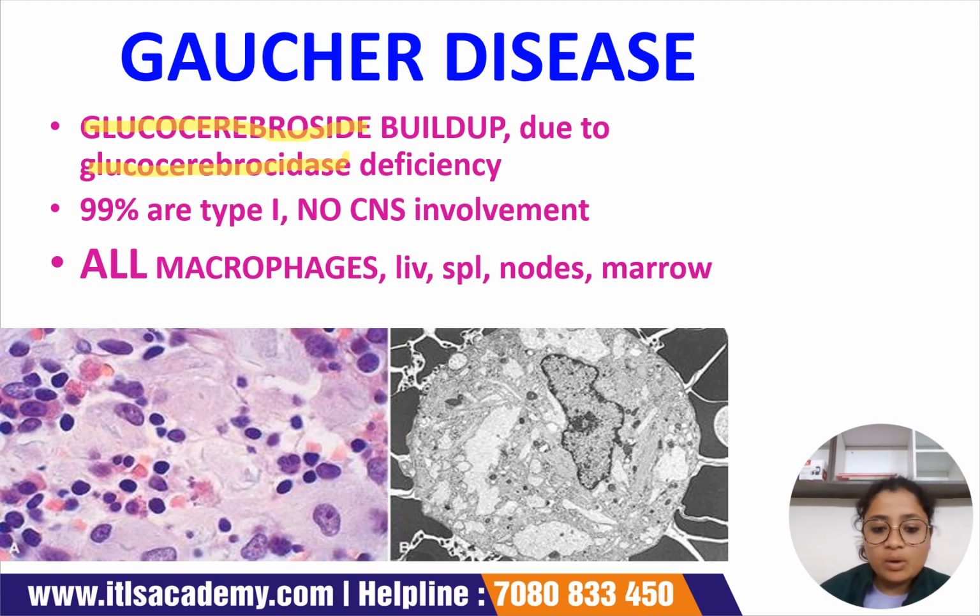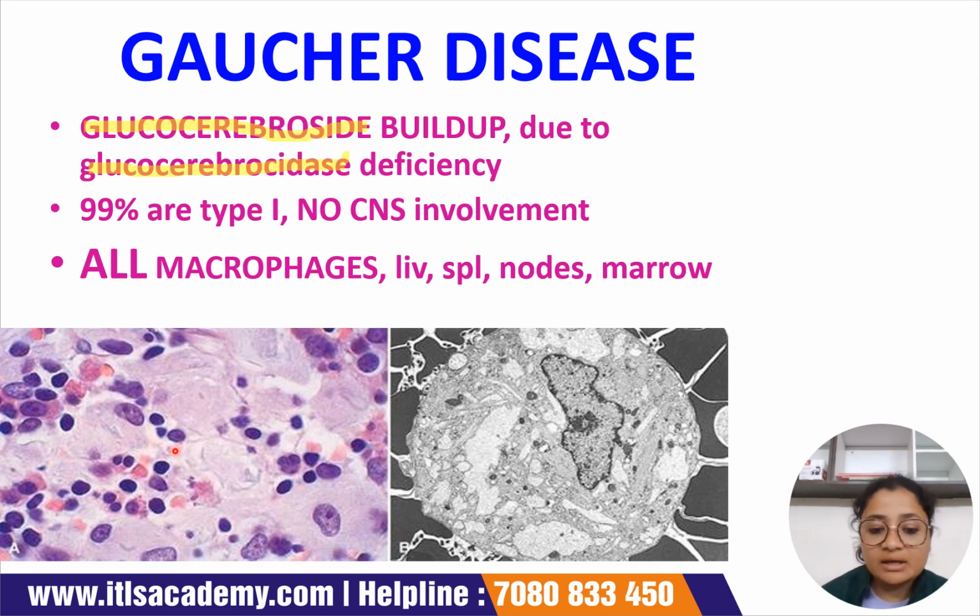99% are type 1, means again there are different types just like Niemann-Pick's disease, and there will be no CNS involvement. So this is a unique feature because in the previous two diseases there was CNS involvement, there was CNS accumulation, the neurons of the CNS would have been affected, but in Gaucher's disease there will be no CNS involvement. And all the macrophages, liver, spleen, nodes and bone marrow will have deposits of this glucocerebroside.